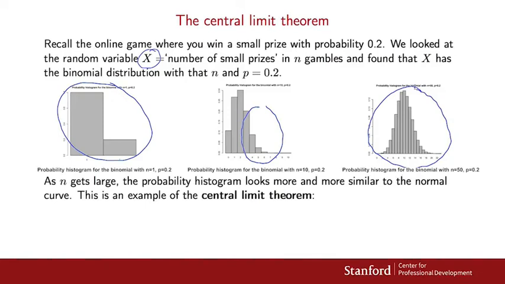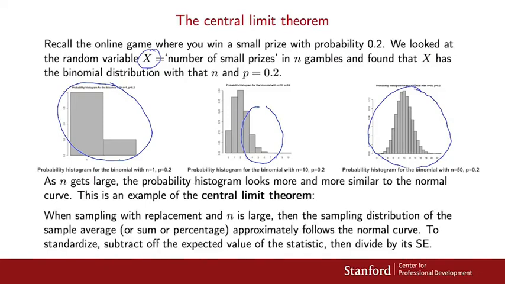This is an example of the famous central limit theorem. It says that when we sample with replacement and n is large, then the sampling distribution of the sample average, or of the sum, or of the percentage, approximately follows the normal curve. That means we can use normal approximation to compute probabilities. To standardize, we subtract off the expected value of the statistic and then divide by its standard error. The name central limit theorem comes from the fact that it has a central place in statistical theory.